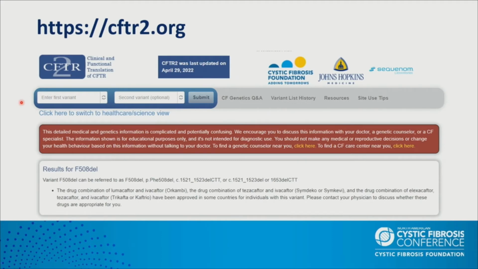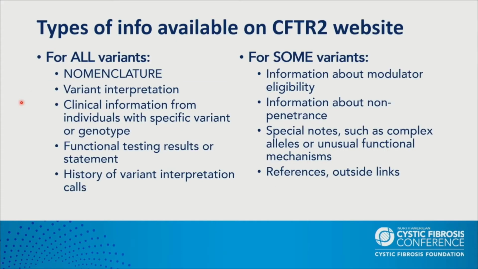And this is just a quick snapshot of what you might see if you go to the CFTR2 website. For all variants that are searchable on the website, we provide information about nomenclature. We actually don't provide the genomic location. Maybe we should, but we do give you the cDNA name, the protein name, and also the legacy name with that legacy numbering system that we just heard about.